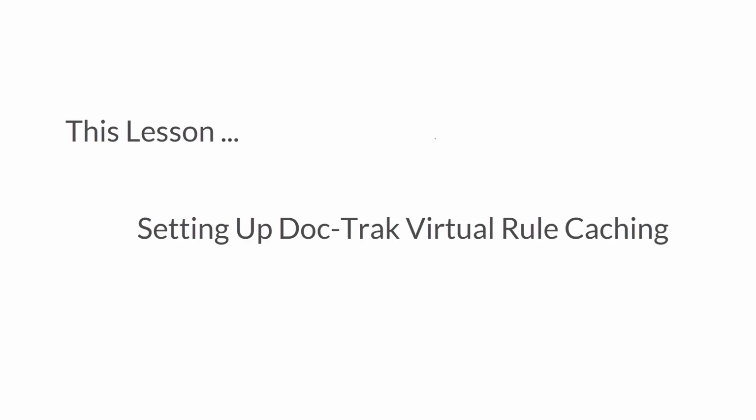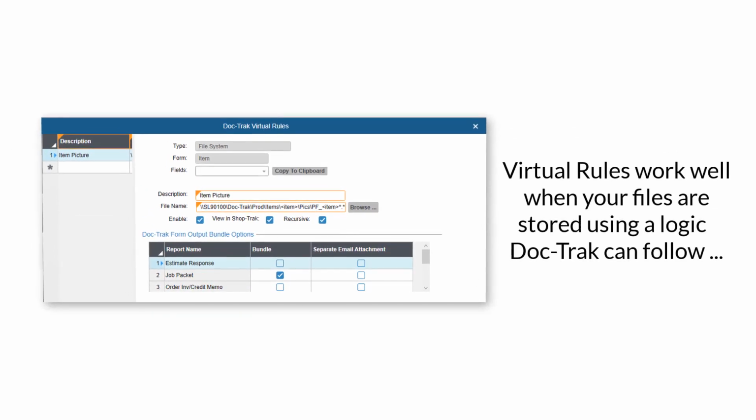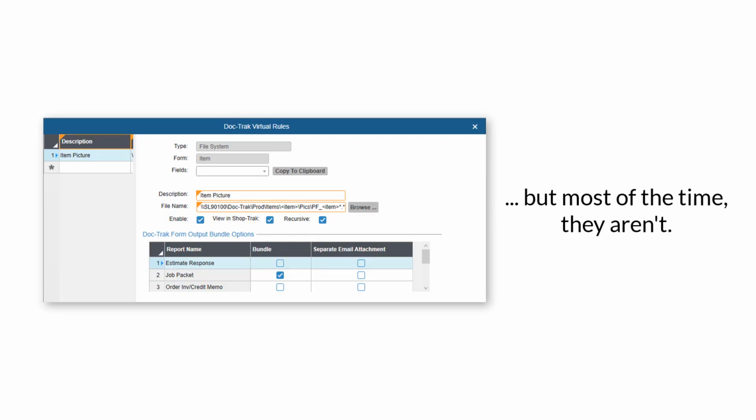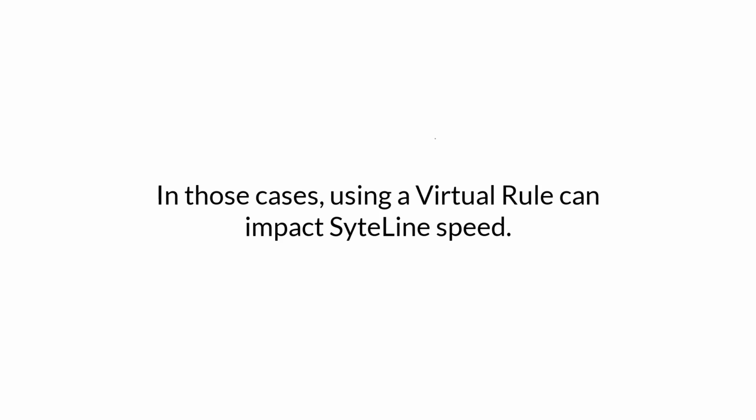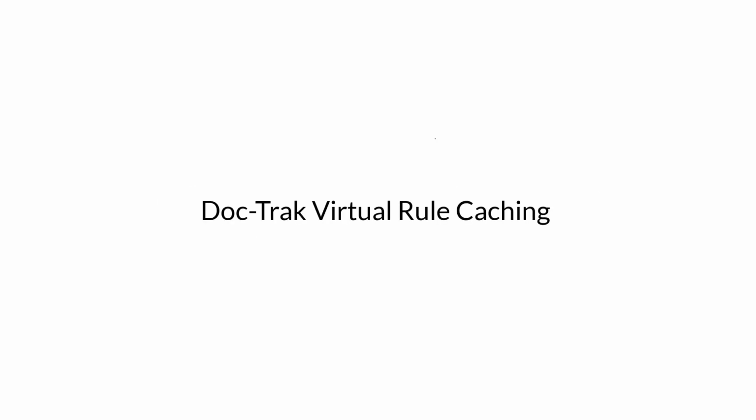As you might have already found out, virtual rules work well when all of the files you need are saved consistently with a logic that DocTrack can follow. But most of the time, they aren't. And in those cases, using a virtual rule to find the files you need can impact how fast Sightline works. But with DocTrack virtual rule caching, that's no longer a problem.